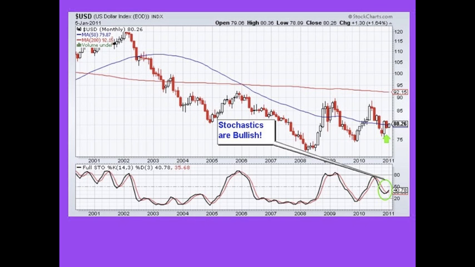Another positive sign for the US dollar is seen when we take a look at the stochastics. Recently, we just got a bullish signal when we saw the black line cross over the red. That would indicate that the coming months ahead should be strong for the dollar.